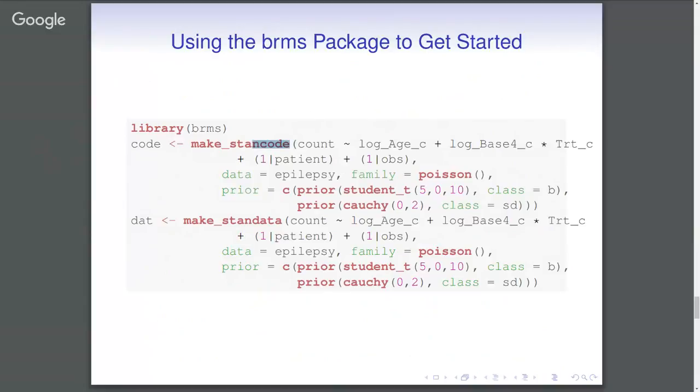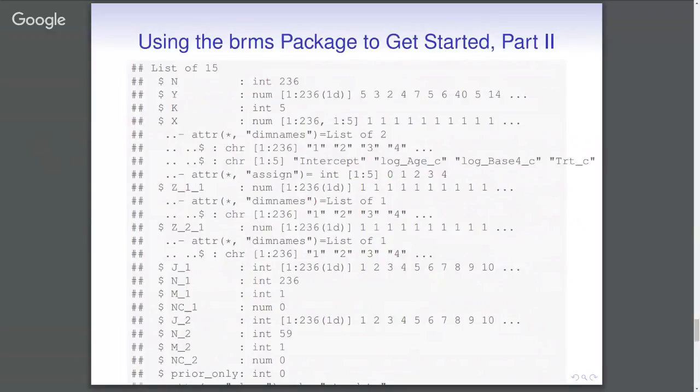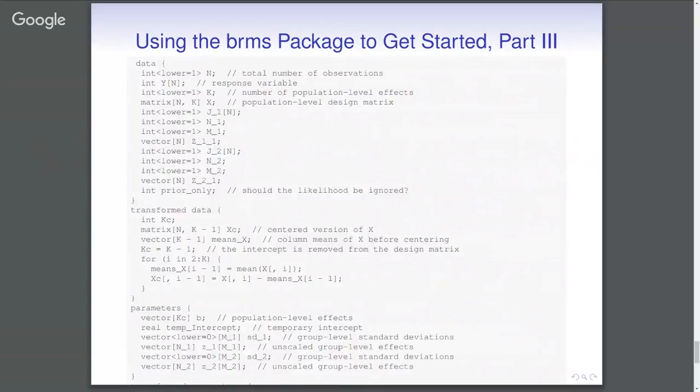There's a make_stancode function that you can pass to all that, and there's a make_standata function, which will give you a named list of stuff where the names correspond to the names that are declared in the data block of the Stan program that's generated by make_stancode. And so you can look at this list. It's got N and K and Y and X and a bunch of other things corresponding to the hierarchical structure in your priors. Those are all going to get passed to the data block of the Stan program that is generated by the BRMS package.